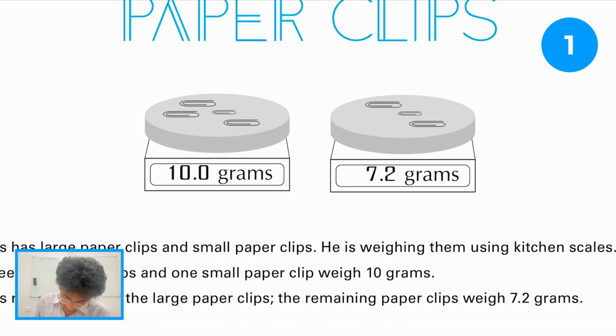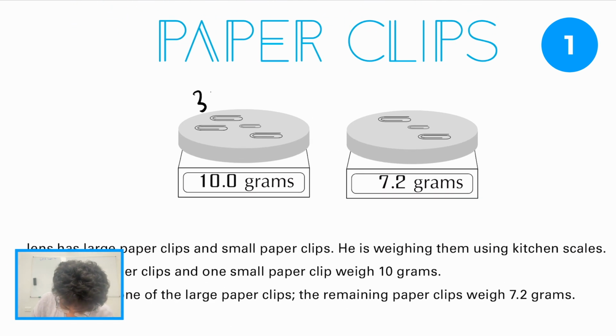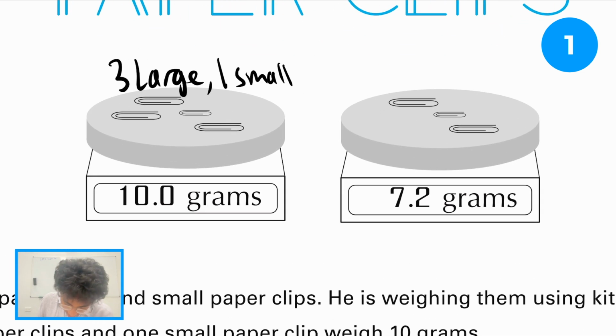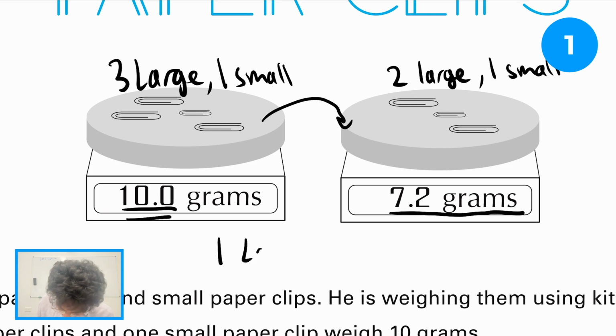So let's see. We have 3 large here and 1 small, right? And when we add them all up and we weigh it, it becomes 10 grams. Then on the other side, we have 2 large, 1 small, and the weight decreases all the way to 7.2 grams. So what's the difference when we go from this one to this one? The difference is that we removed 1 large paper clip.